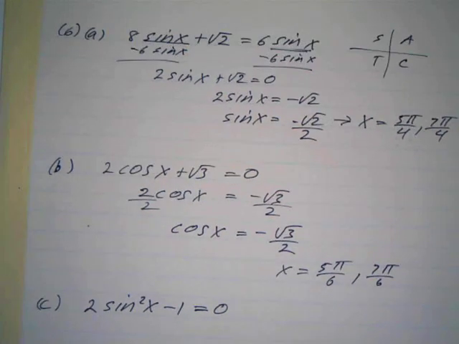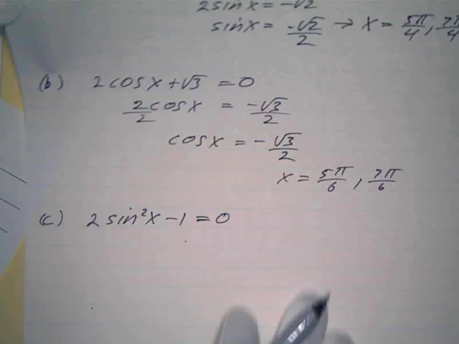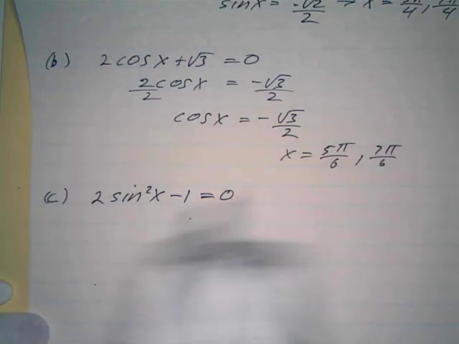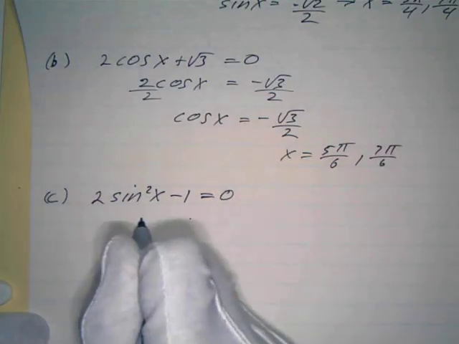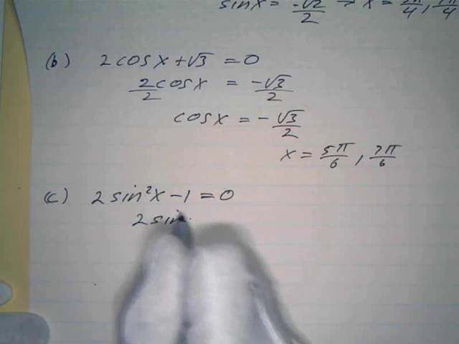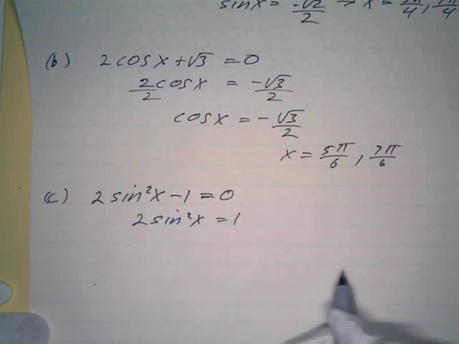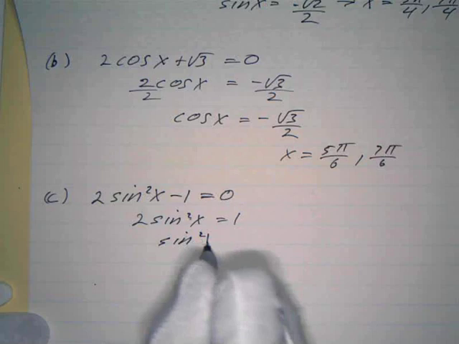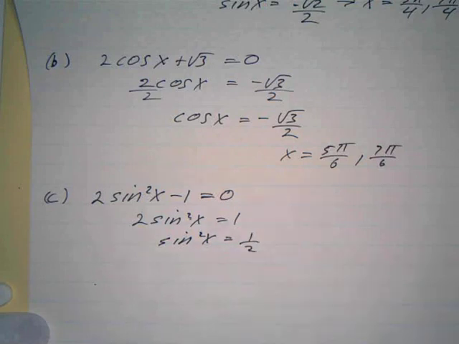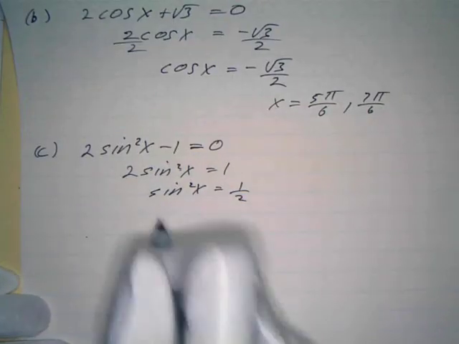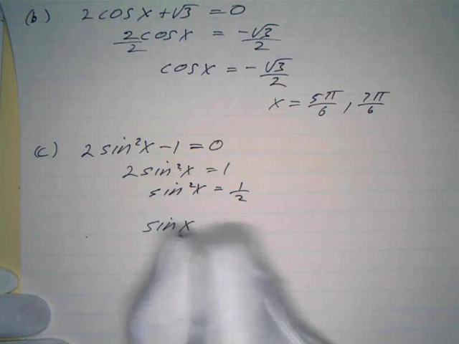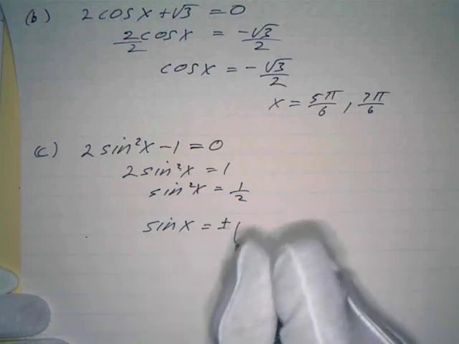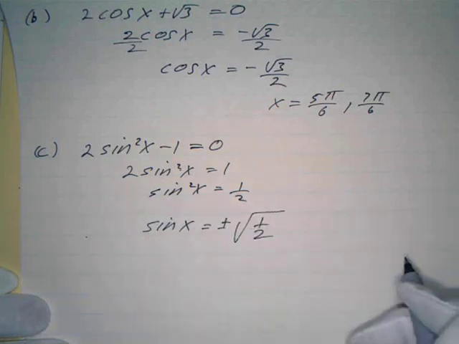Now this one is a little bit easier than it looks. Don't let the sine squared bother you. So again, we'll try to isolate the sine squared. So we've got 2 sine squared of x equals 1. I divide both sides by 2, so I get the sine squared of x equals 1/2. I'll take the square root of both sides. Remember, when you take the square root, it's got to be plus or minus. So the sine of x equals plus or minus the square root of 1/2.